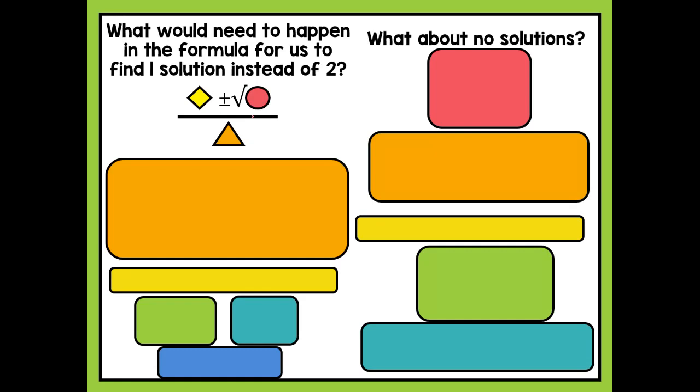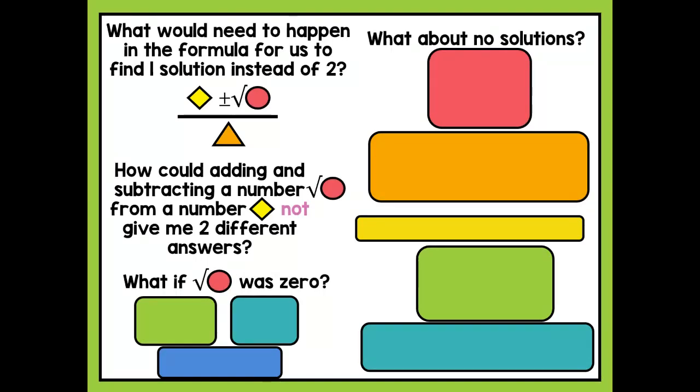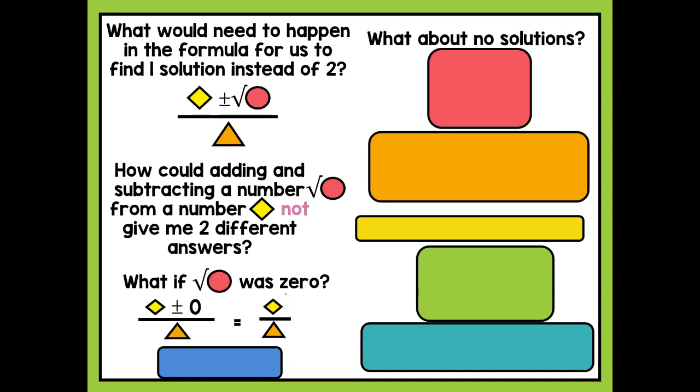So how, if you think about it, can we just get one answer? How could adding and subtracting a number from another number not give me two different answers? Pause at any time if you want some more time to think. What about if that square root of a number, the red circle, what if that was 0? Well, then I'd get a number plus or minus nothing divided by another number. Well, that just simplifies to a number divided by a number.